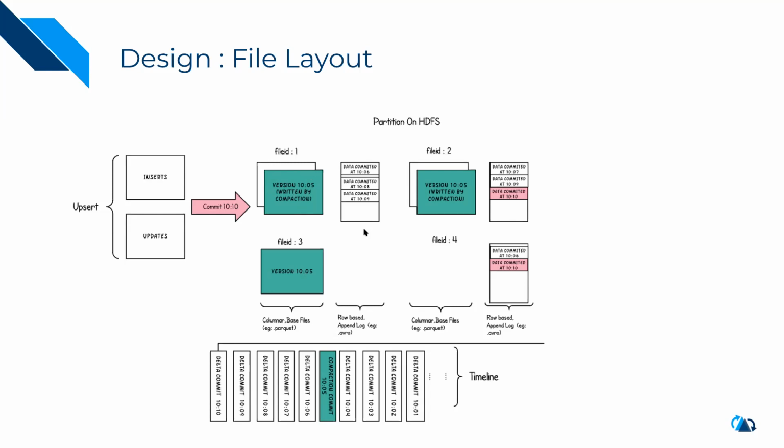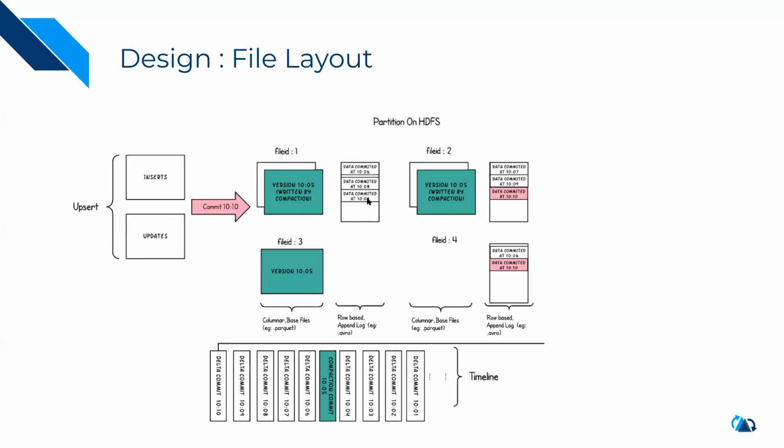Wait, no, I'm misreading that. Sorry, I apologize. So there are 2 file slices. The white base file is the first file slice, and then compaction ran. It produced the green base file, which is written by compaction at version 10.05. But asynchronously, still in parallel as compaction was running, writes can continue to happen at 10.06, 10.08, 10.09.